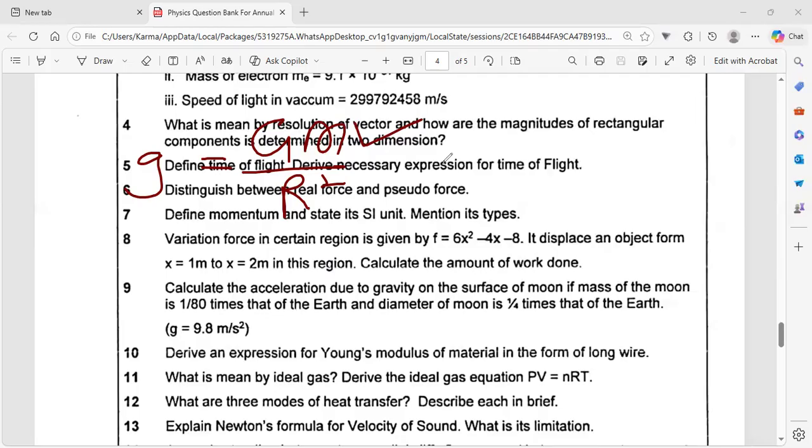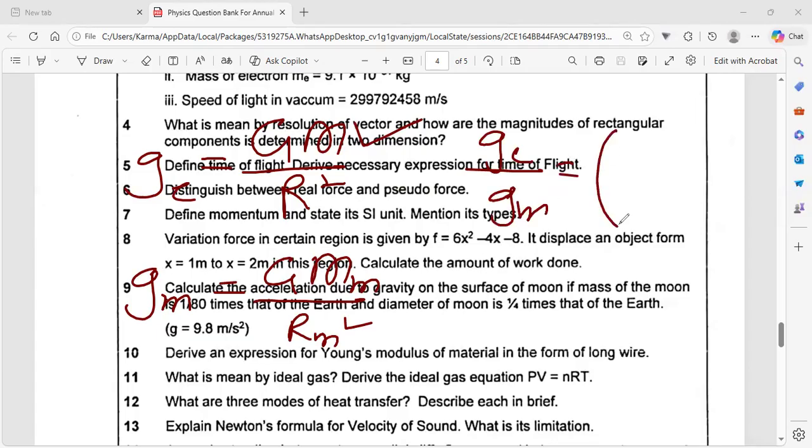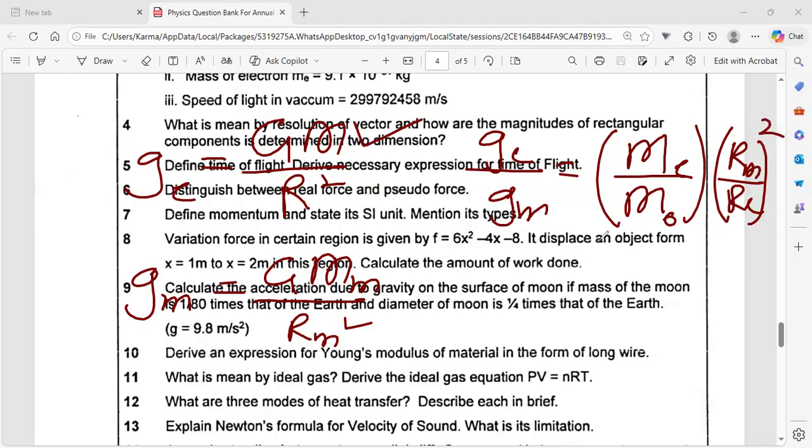If the mass of the moon is 1/80th of the Earth's, I wrote this one for Earth, and I'll write the moon's later. Gm upon Rm square. I take the ratio. So Ge upon Gm is the mass of Earth divided by mass of the moon, times the radius of moon divided by radius of Earth, squared. This will be 80 times.